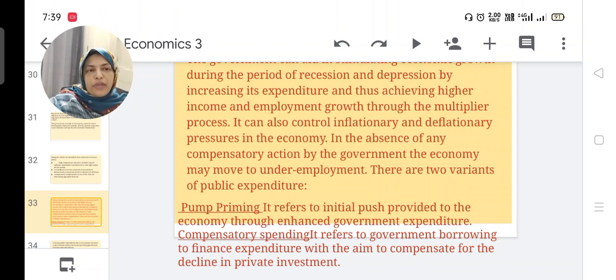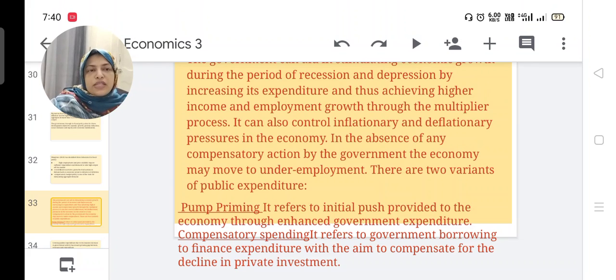Pump priming refers to the initial push, the first stage, provided to the economy through enhanced government expenditure, to increase government expenditure. The government needs so much money, so it has to raise money.